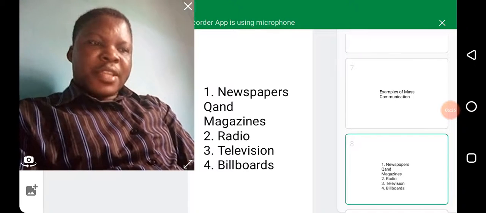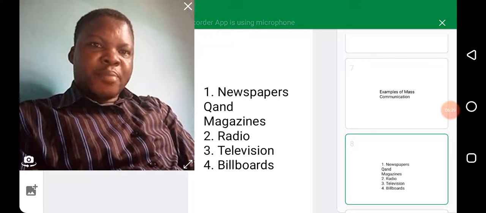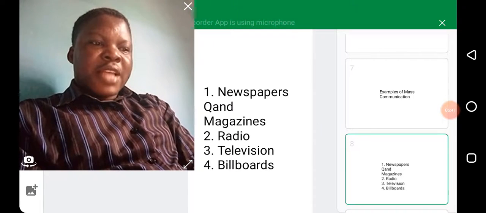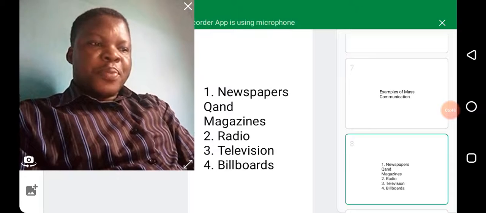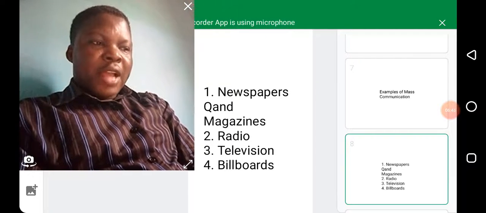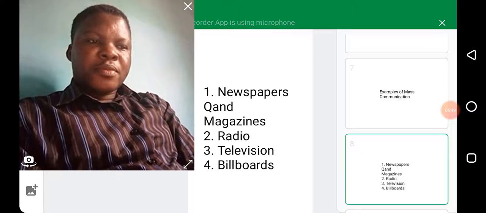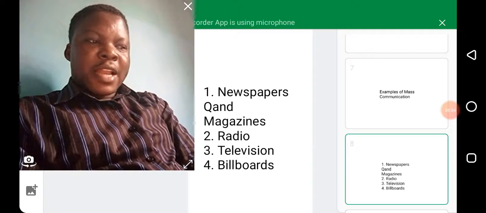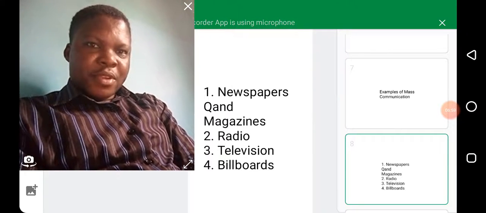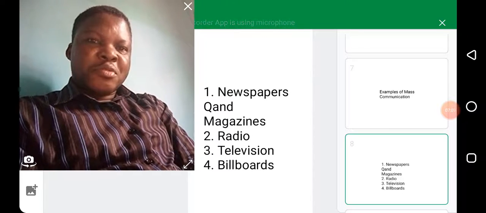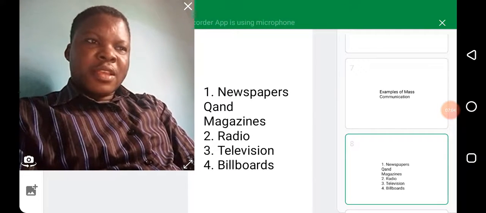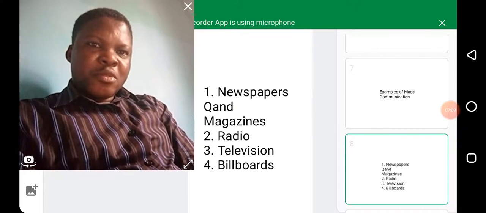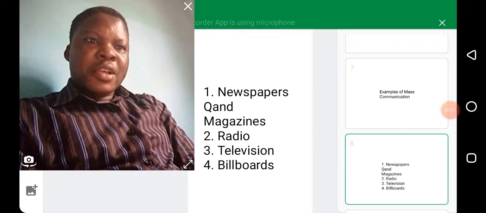Now the fourth one is billboards. Billboards are large signs usually placed on buildings or mounted along highways and major roads. They are used to advertise products and brands. Politicians as well sometimes use billboards to advertise their campaign. Like if you are driving to school, you will see some billboards advertising different products. Even Fontage International School has billboards where we advertise our school.